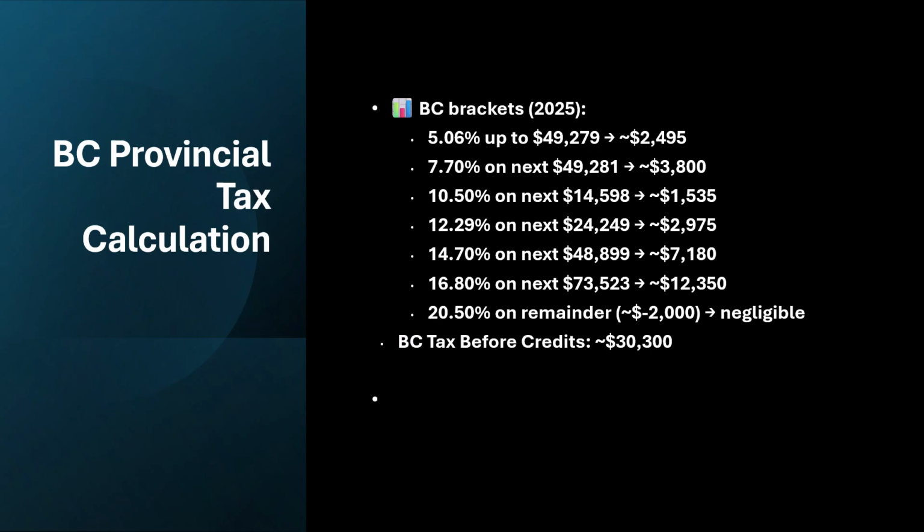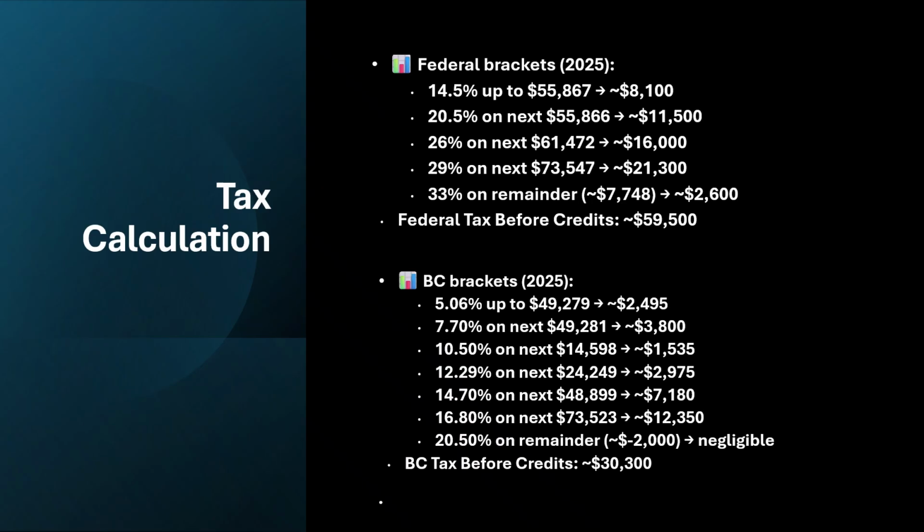And the overall marginal rate on the very top dollar of their income is over 53%. More than half of that last dollar just gone. Ouch. Yep. So the calculated BC tax before credits comes out to around $30,300. So we're looking at a combined initial bill of nearly $90,000. That's right, before we get to any relief.